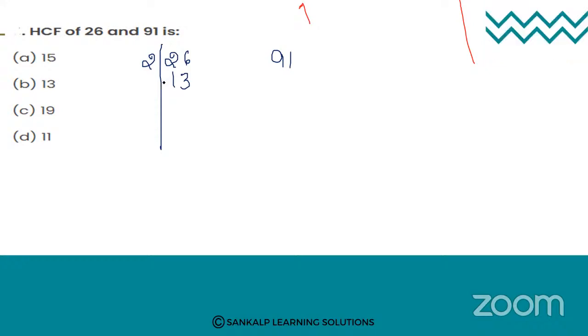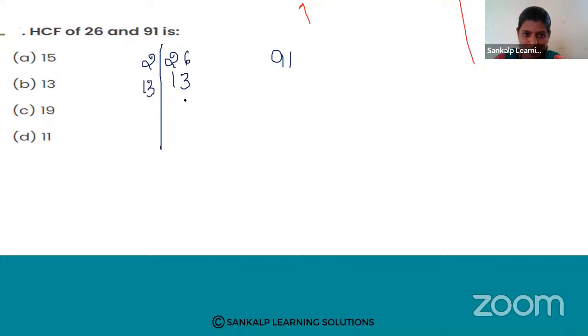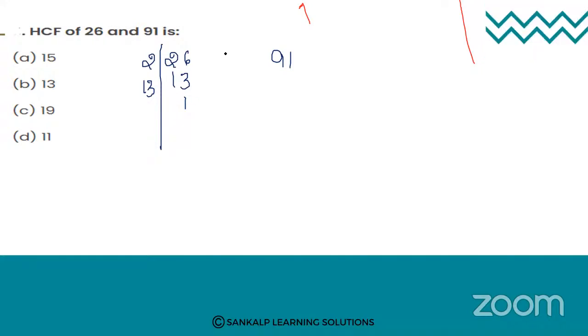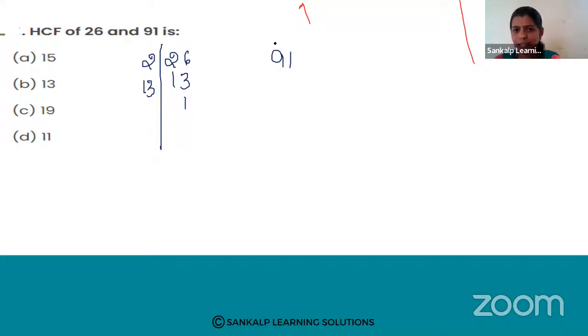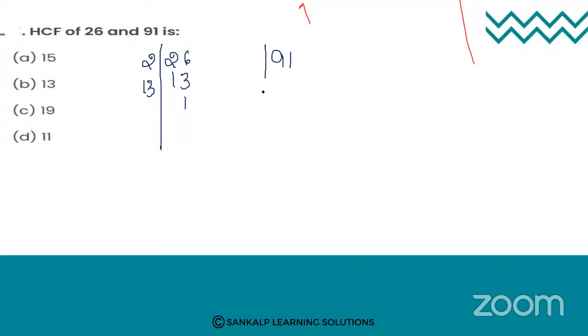Does it come in the table of 2? No. 13 is a prime number, right? 13 is a prime number. That means 13 ones are 13. It will not come in any other table except 13. 13 ones are 13, 1 thirteen is 13, right? So 26 is 2 into 13.